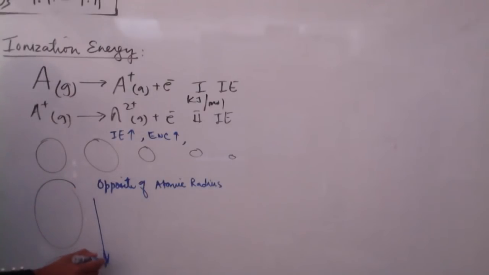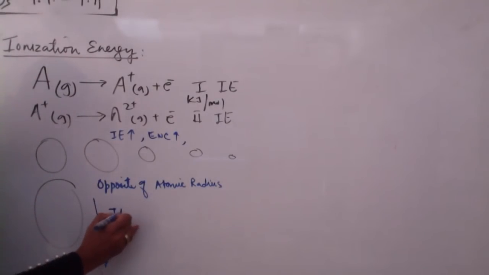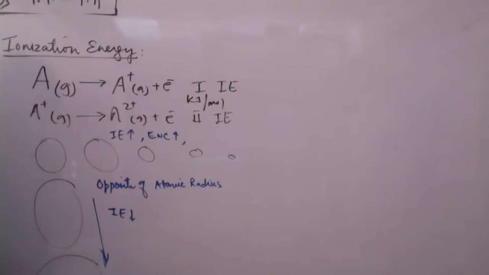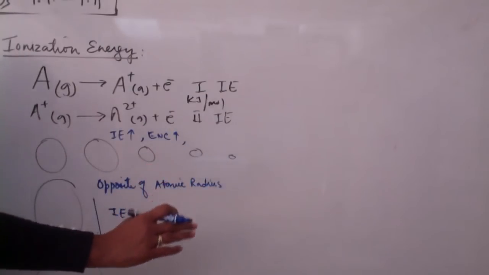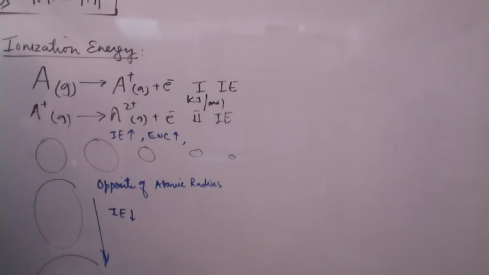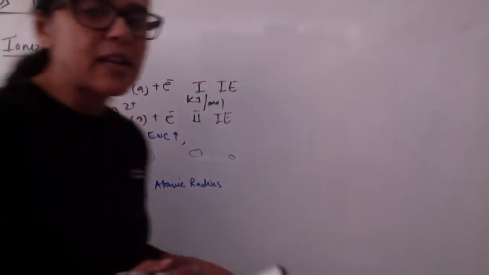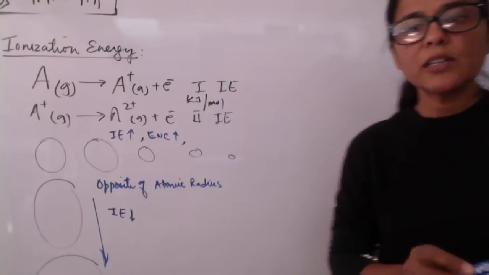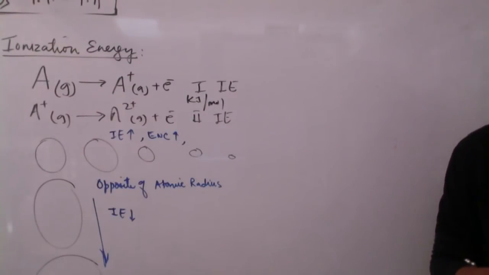Going down a group, as the atomic radius is increasing due to increased energy levels, it becomes easier to remove electrons because of lesser attraction by the nuclear protons. So down a group, ionization energy decreases. And there are two exceptions to this trend, and I'm going to go over the exceptions, but before that, I want to take questions on ionization energy. Anything about ionization energy that you want me to clarify further?